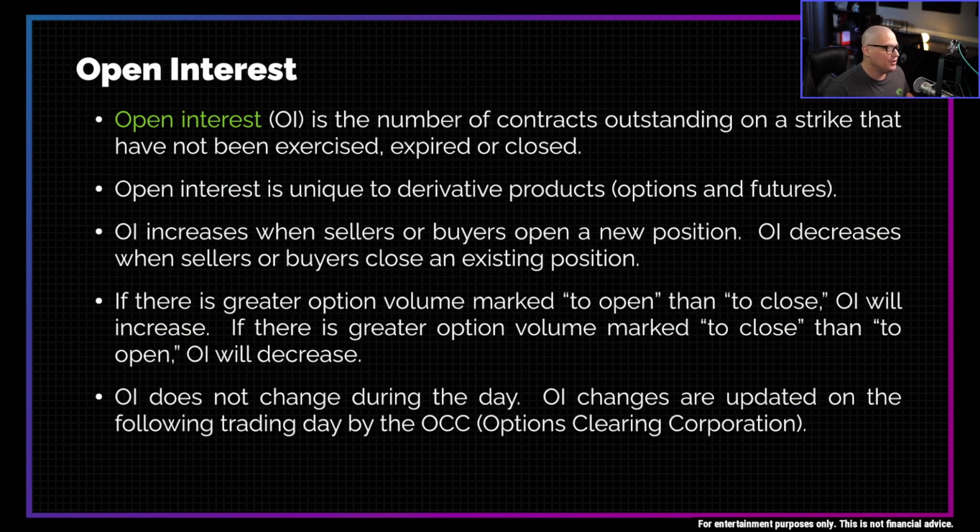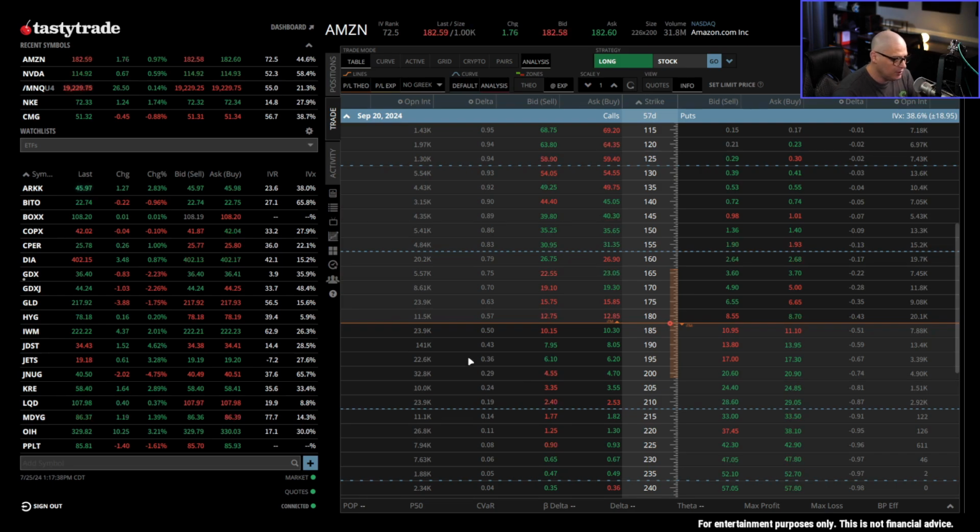So what happens here is if there is greater option volume that's marked to open rather than to close, open interest will increase. If there is greater option volume marked to close rather than to open, then open interest decreases. So one very important thing to note here is that open interest does not change during the day. The number stays the same throughout the day. Open interest is updated on each trading day. So tomorrow I will see a different open interest on these strikes.